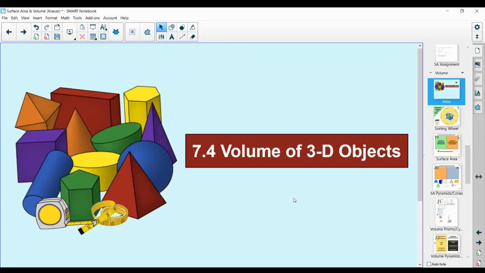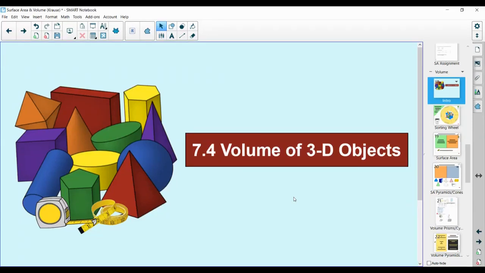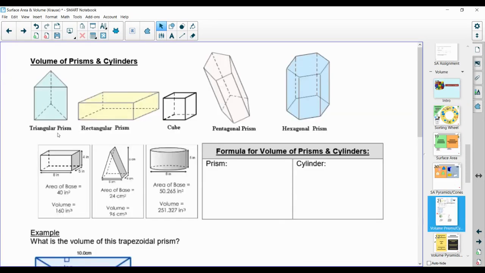Welcome back, guys. Today we're going to be looking at topic 7.4, which is all in relation to the volume of 3D objects. All right, so first of all, again, reviewing those shapes, we have a triangular prism. Notice it's a prism because it's got two of the same shapes on both ends, and then it's separated by rectangles. We have a rectangular prism.